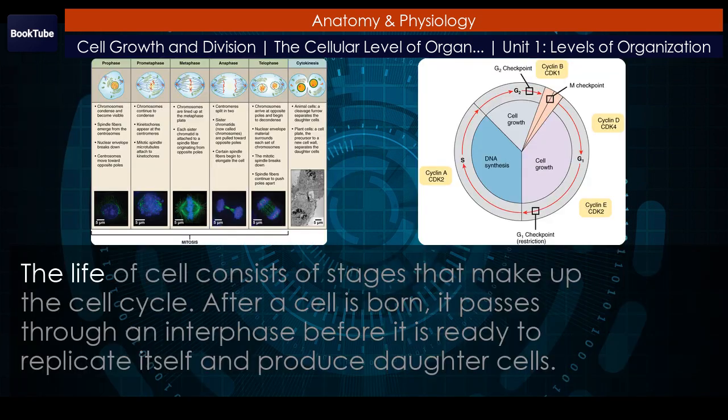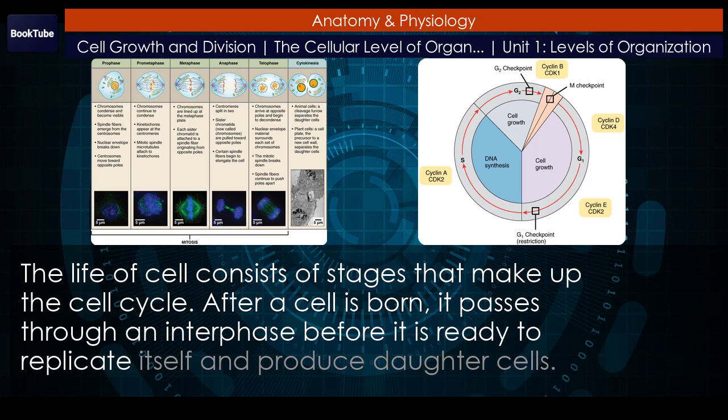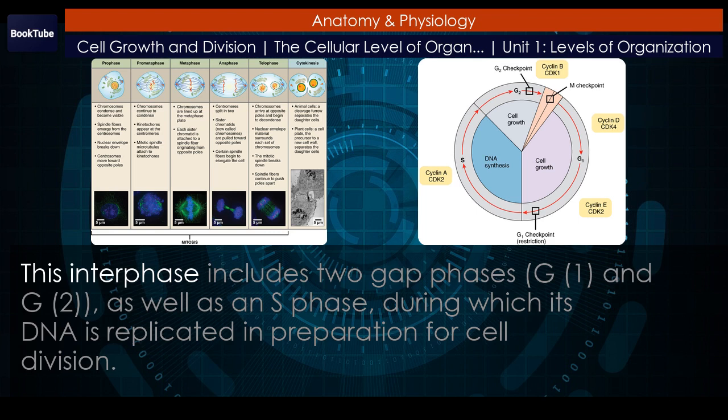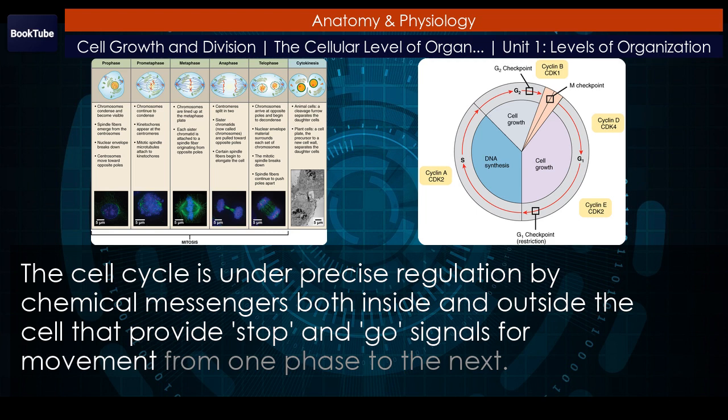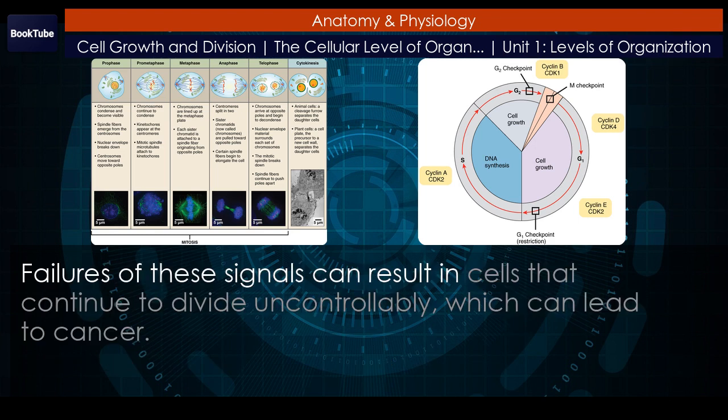Chapter Review. The life of a cell consists of stages that make up the cell cycle. After a cell is born, it passes through an interphase before it is ready to replicate itself and produce daughter cells. This interphase includes two gap phases, G1 and G2, as well as an S phase, during which its DNA is replicated in preparation for cell division. The cell cycle is under precise regulation by chemical messengers both inside and outside the cell that provide stop and go signals for movement from one phase to the next. Failures of these signals can result in cells that continue to divide uncontrollably, which can lead to cancer.